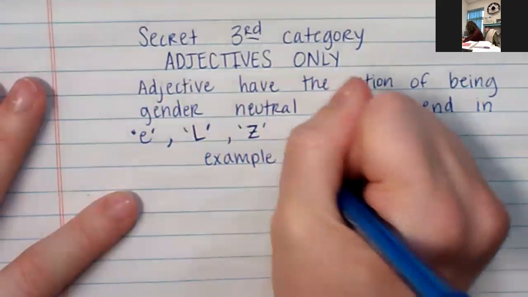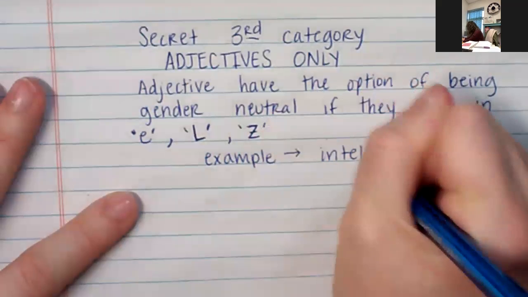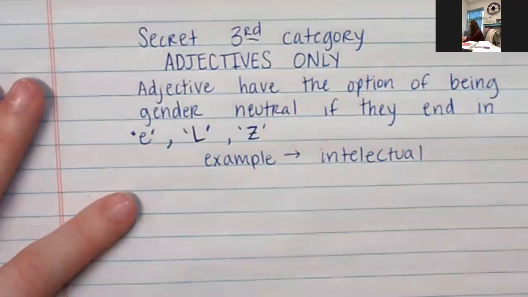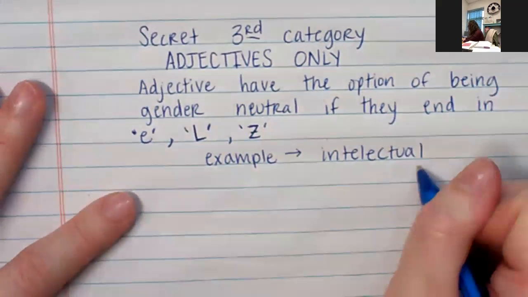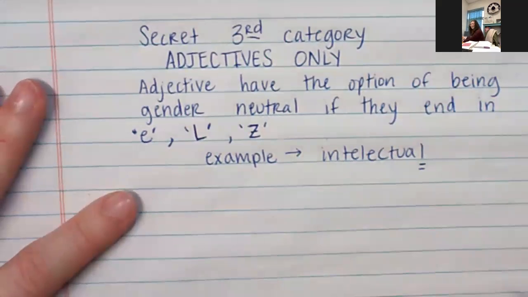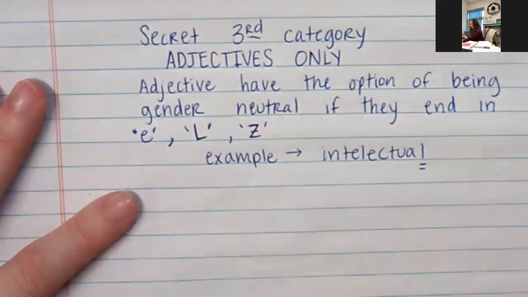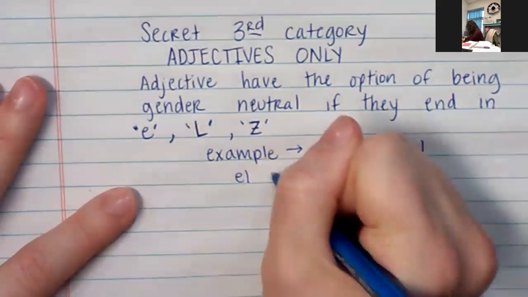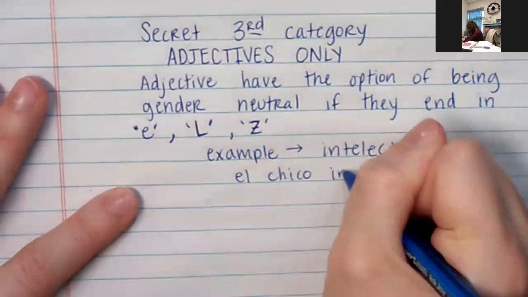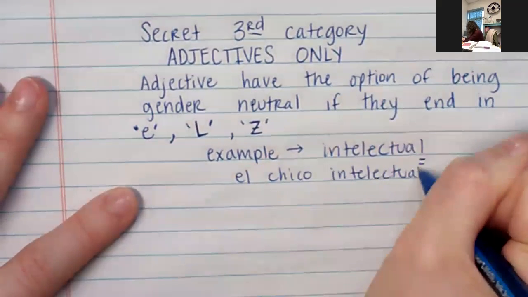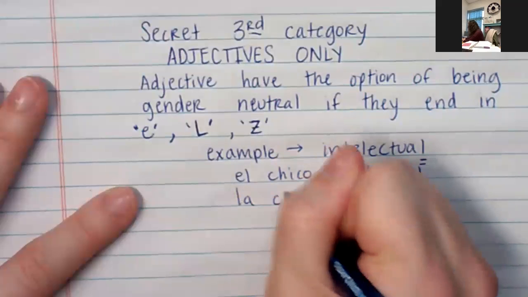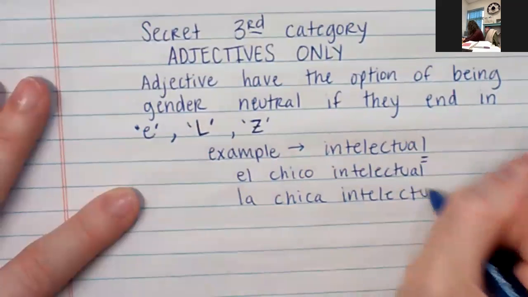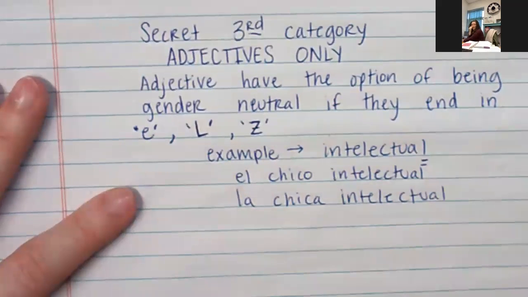An example of this is the adjective intelectual, which is like intellectual or intelligent in English. Because it ends in L, I can use it for girls and boys without having to change anything. So I could say, el chico intelectual, the intelligent boy, or la chica intelectual. There's no difference in those sentences.